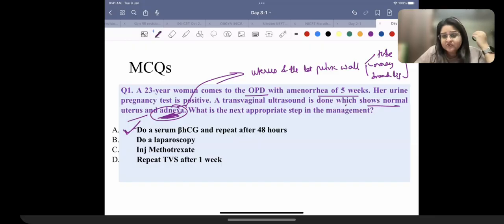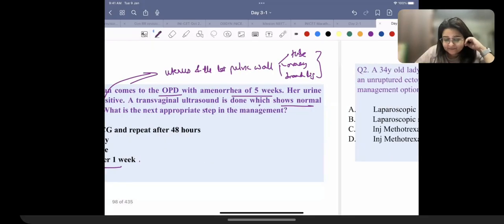Yes, the answer is do a beta HCG and doubling. Somebody wrote, repeat TVS after 1 week. Yes, you could do this, but if it was an ectopic pregnancy and it ruptures, it will end up in a catastrophic event. The patient will come back in shock. So you want to be safe. Do a beta HCG, repeat after 48 hours. If it's doubling, then you can sleep well at night.